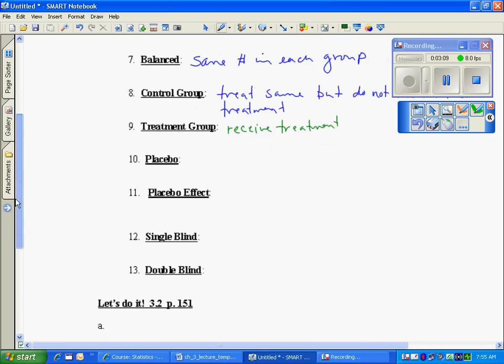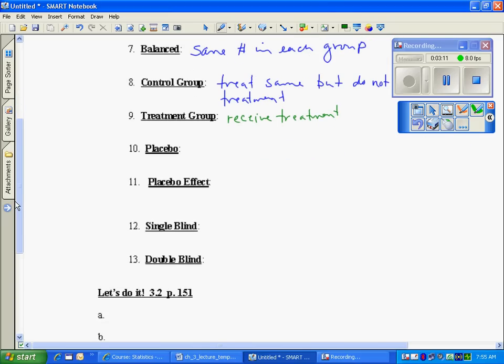Placebo. Lots of us have heard that before. That's just a sugar pill. So when I'm in the control group, I will receive the placebo technically, and that is just a sugar pill. It must look the same, smell the same, same color, and so forth, so I know I'm not in a special group.